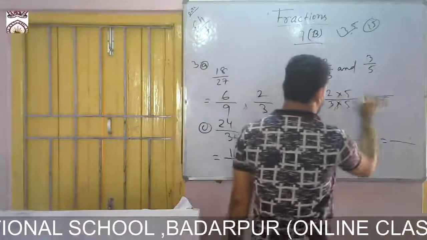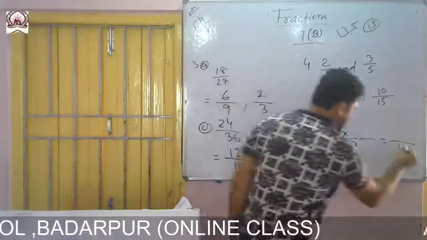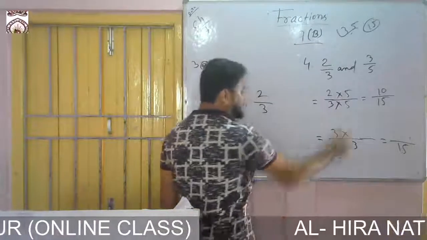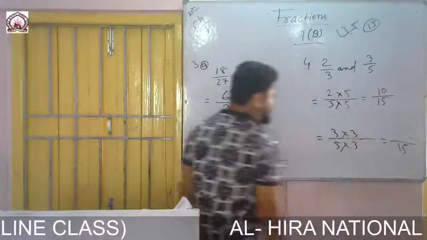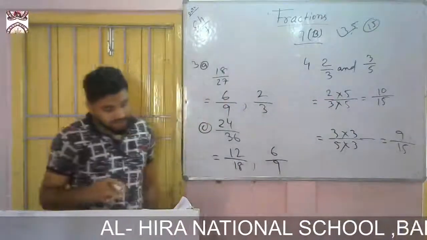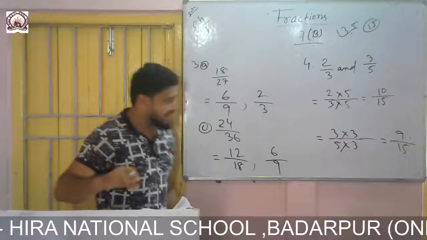So here, 5 2s are 10. Okay. 5 3s are 15. I need to get what? 15. Now if I write this one, then I need to write this one here. 3 3s are 9. So change to like fractions. One is 10 by 15, another is 9 by 15.